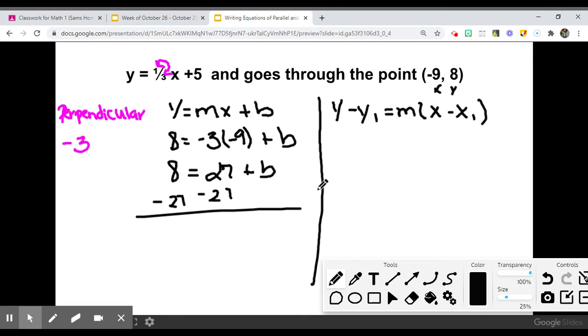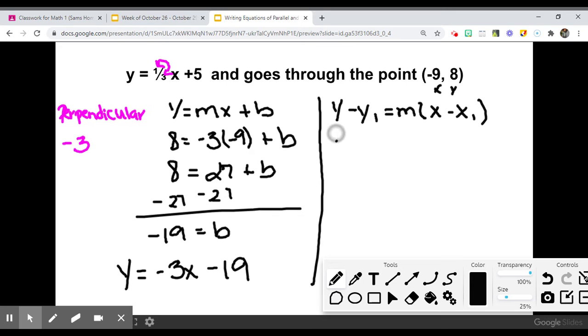Okay, when you do so, 8 minus 27 happens to be negative 19, which is equal to b. So then plugging in my given information from my format, we have y is equal to negative 3x, and then minus 19.